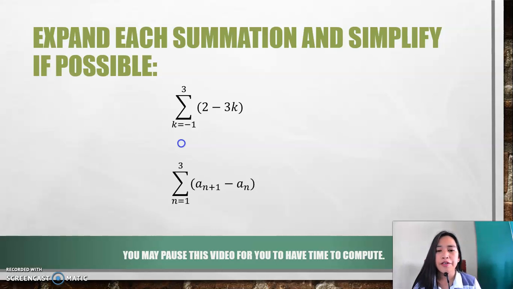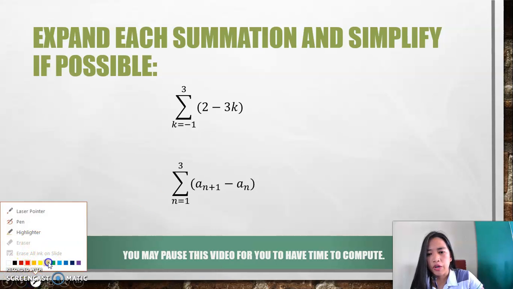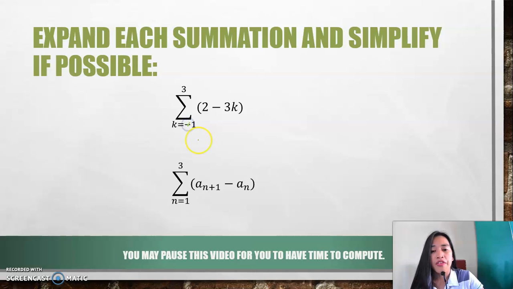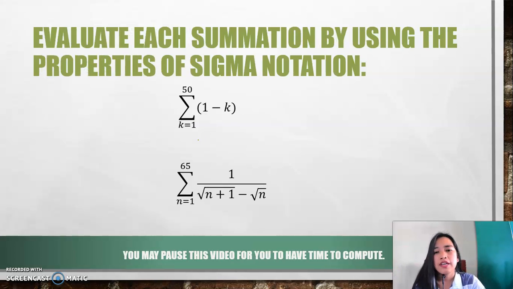So, we have the first given, the summation of 2 minus 3k from negative, I'm sorry, this is not negative 1. I think this is just 1. Okay, it is just 1. From 1 to 3. And we have the second example, the summation of a sub n plus 1 minus a sub n from 1 to 3. Okay, you can pause the video or you may copy first the given and then you can solve. Second, evaluate each summation by using the properties of sigma notation. Okay, so you have the given there.